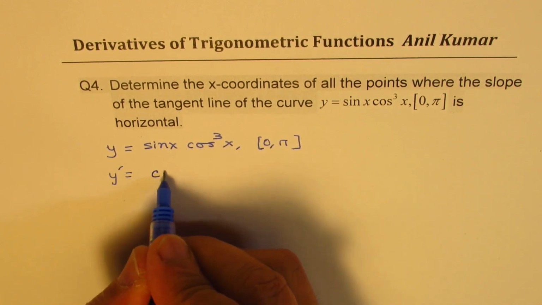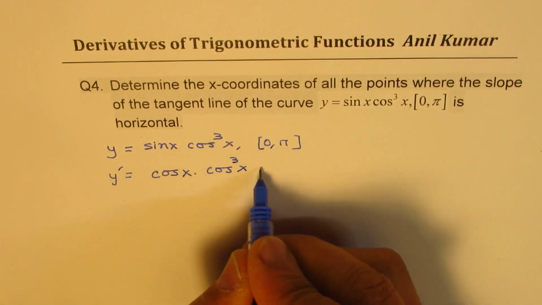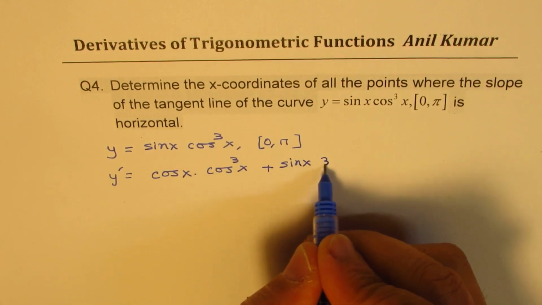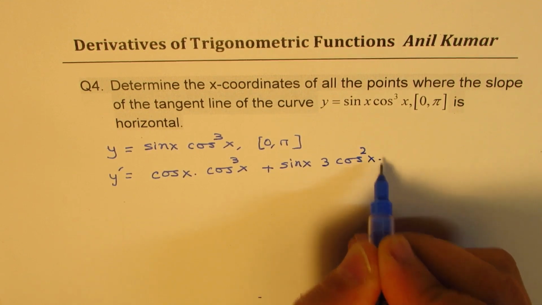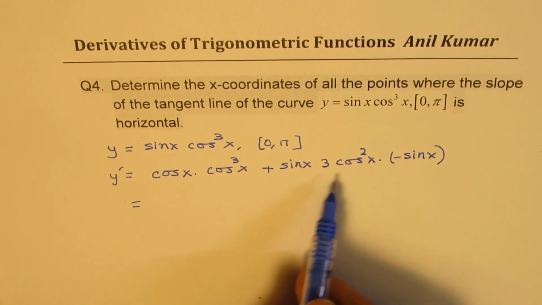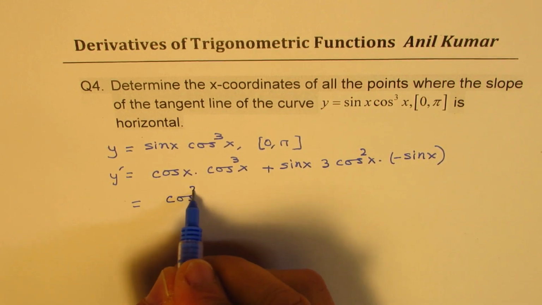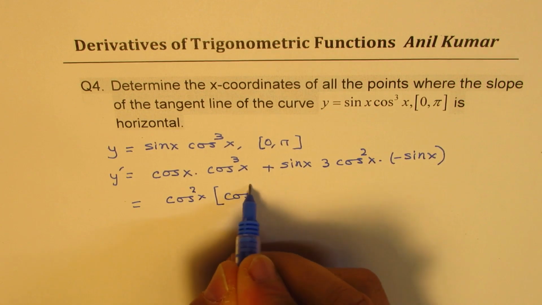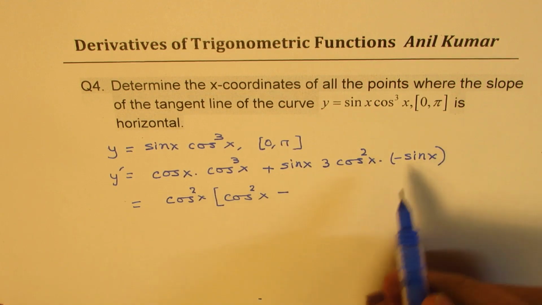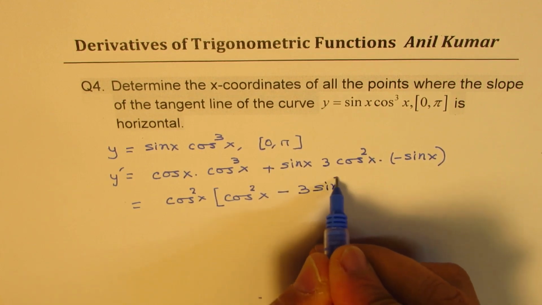Applying the product rule, we get this as cos x times cos cube x, right, plus sine x times the derivative of cos cube x, which is 3 times cos square x times the derivative of cos x, which is minus sine x. Now we can take something common, which is cos square x. So we get here cos square x minus 3 times sine square x, right?